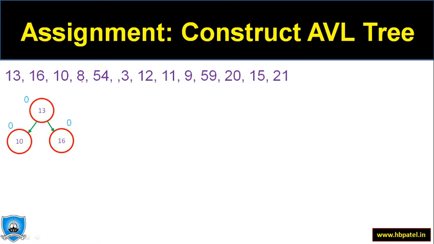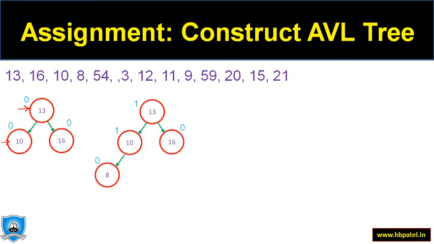Now next is 8. So 8 should be going on the left hand side of 30 because 8 is less than 30 and it is also less than 10, so it should go on the left hand side of this.